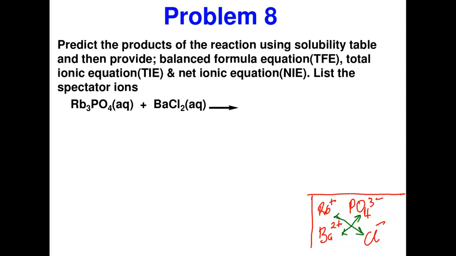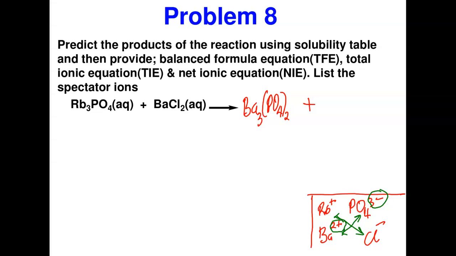Remember, barium, let me use green. Here, barium is 2 plus. Here is 3 minus. If they swap those charges, barium is going to get the 3 from phosphate, and phosphate is going to get the 2 from barium. And because it's a polyatomic ion, you have to put parentheses, and this is going to give you this. Plus.